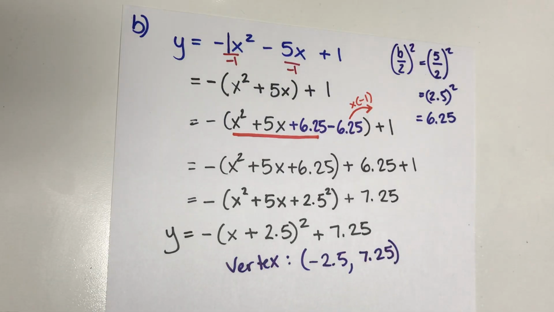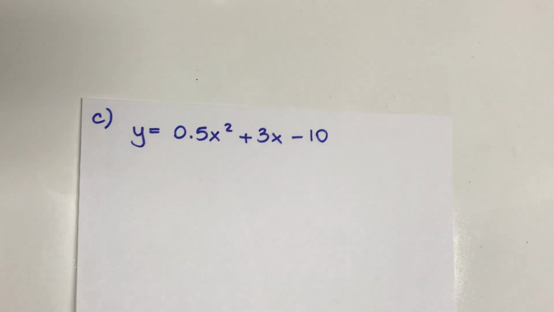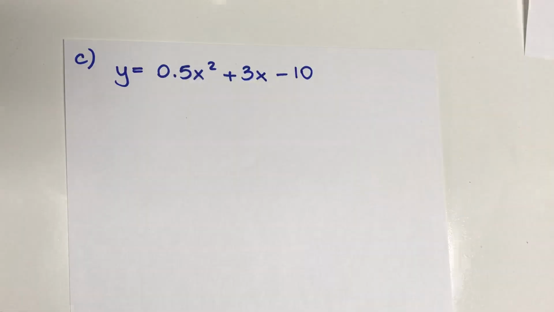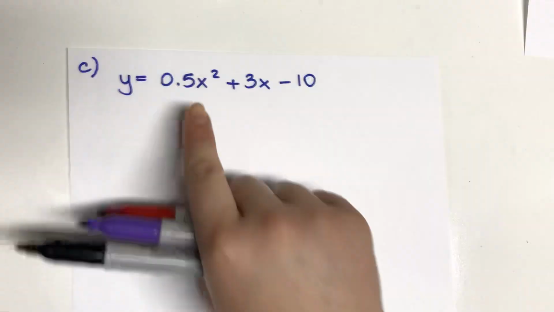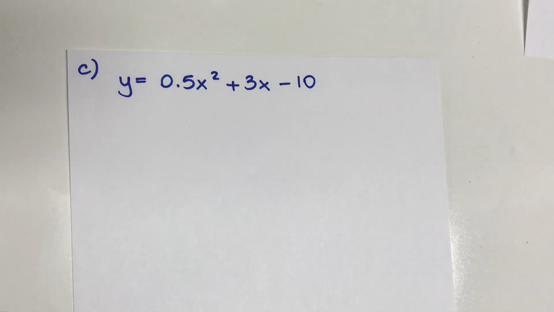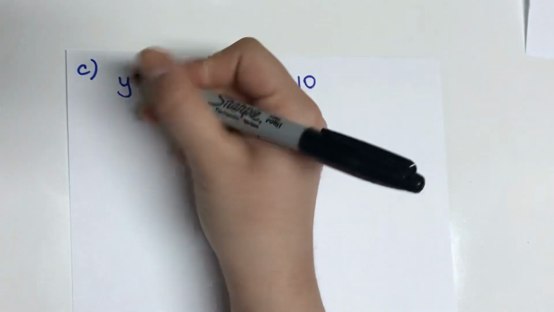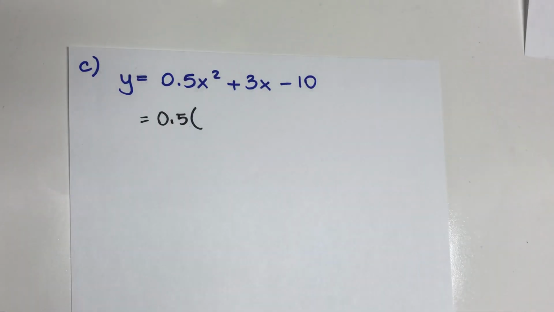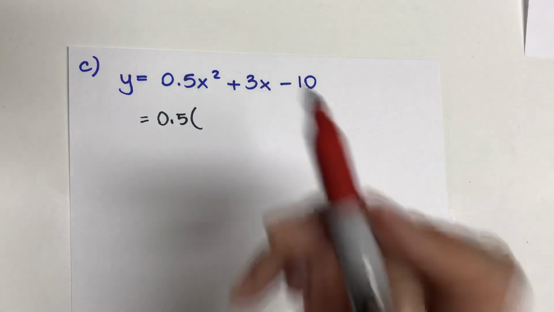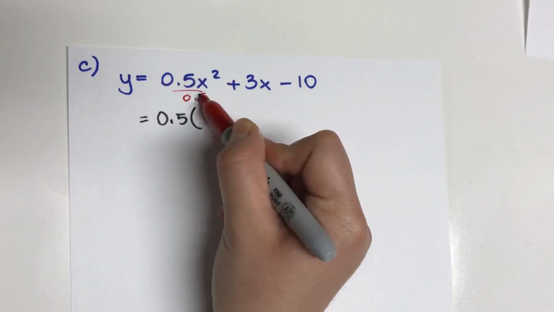Last example. Here we have a decimal in front of the x². Our question is y equals 0.5 x² plus 3x minus 10. It doesn't matter what is in front of the x². We are always factoring out that value. So this is always going to be your a at the front. So I'm always going to factor it out of the first two terms. So I'm going to divide it out of the first two terms.